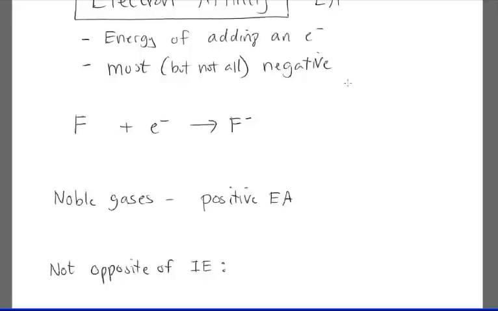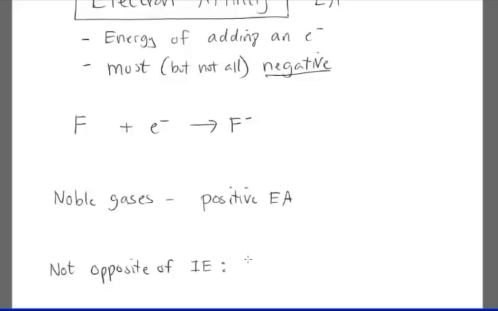And most electron affinities are negative. Not all, though, you'll see in a minute. The noble gases have a positive electron affinity because they are happy with their configurations. They don't want an additional electron, so you have to give it energy to make it take an electron.